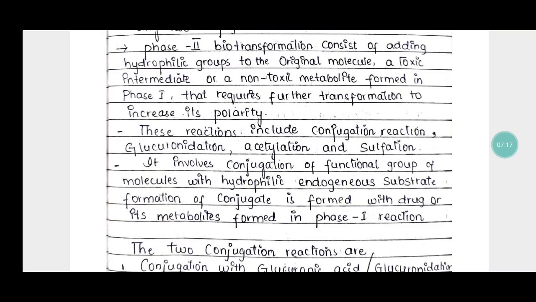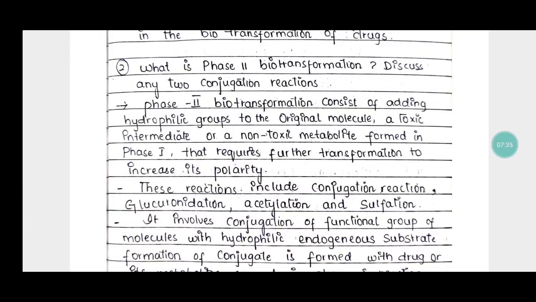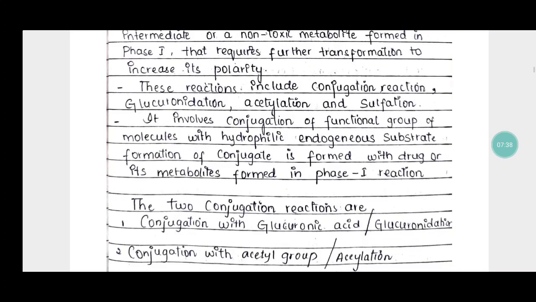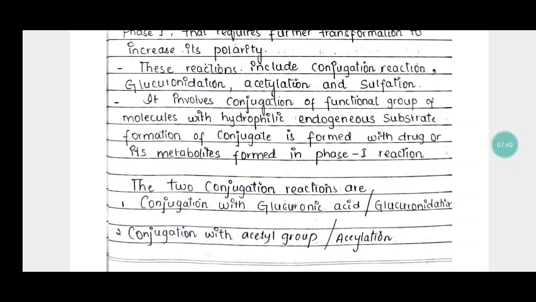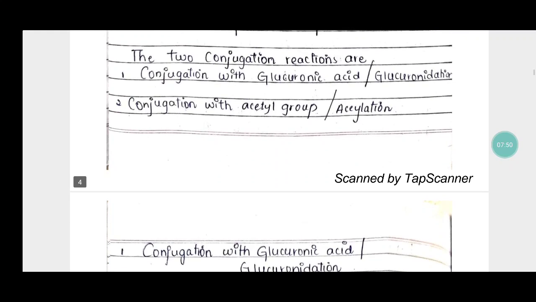It involves the conjugation of functional groups of molecules with a hydrophilic endogenous substrate. The conjugate is formed with the drug or its metabolites formed in the phase 1 reaction. The question asks: discuss any two conjugation reactions. So the two conjugation reactions are conjugation with glucuronic acid, that is glucuronidation, and conjugation with an acetyl group, that is acetylation.